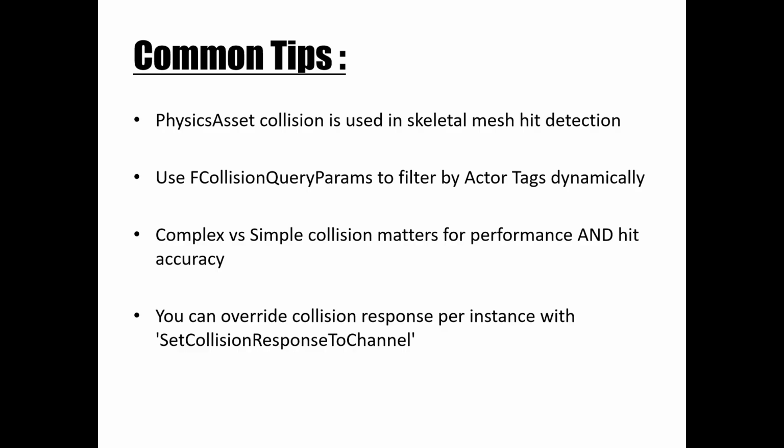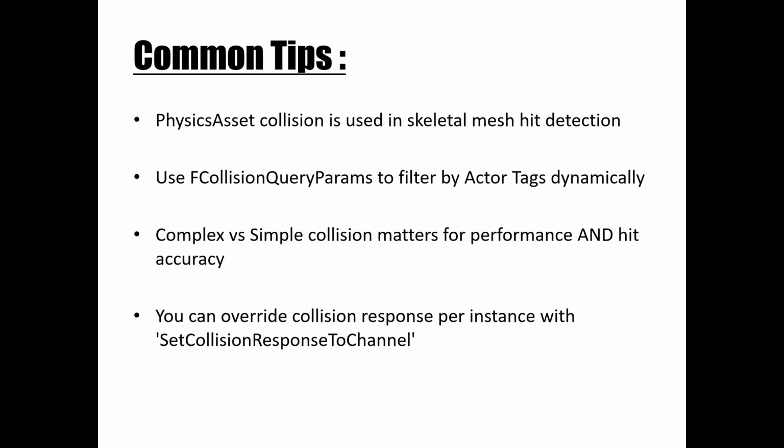Okay, and the third thing is, please always use the collision responses properly. Like I said, if the bullet needs to hit only the world static object and the pawn, try to ignore all the collision responses for the other objects in the world. That will really improve the performance of the collision and the game performance as well.